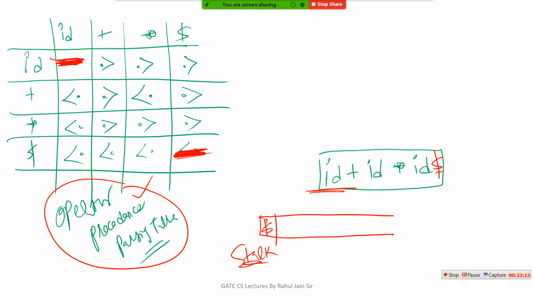Now here is a simple rule. I need to compare the top of the stack. Guys, you can make a note of it. I am dictating a very important point.